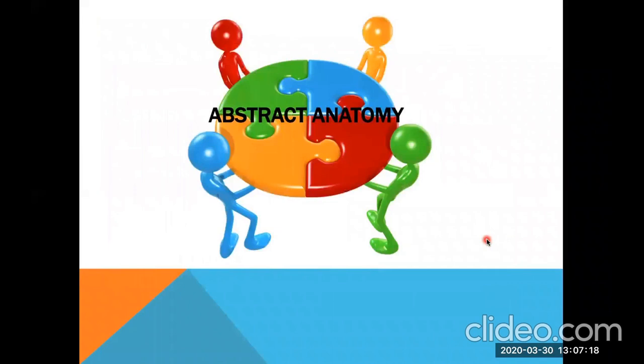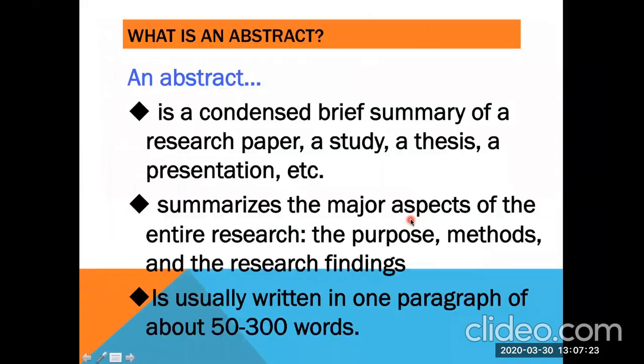Abstract anatomy. First of all, let's understand what an abstract is. Here are many definitions given to this concept. An abstract is defined as a condensed brief summary of a research paper, study, a thesis, a presentation, etc.